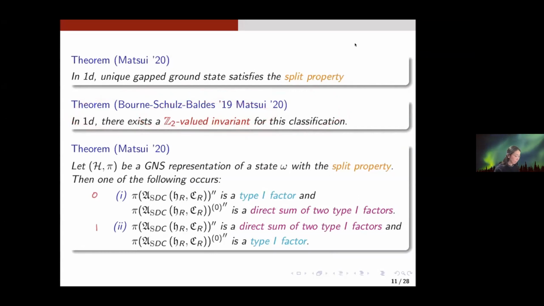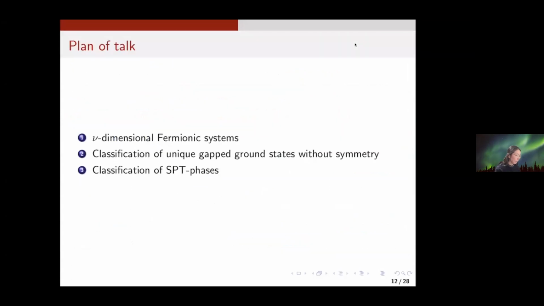Unfortunately, I cannot say much about the classification of unique gapped ground states for two-dimensional systems. We do not have enough information about the structure of unique gapped ground states in higher dimensional systems. So let me just move to the third topic, that is, the classification of SPT phases.